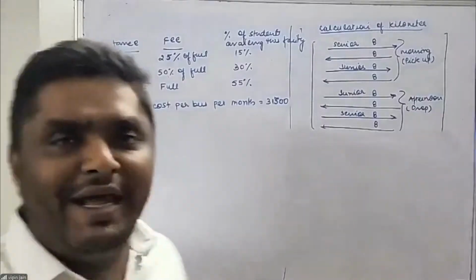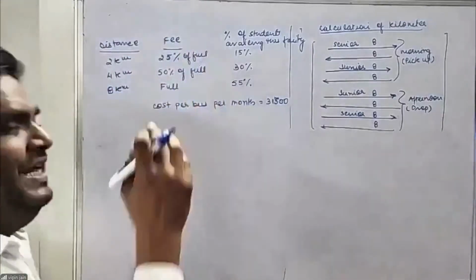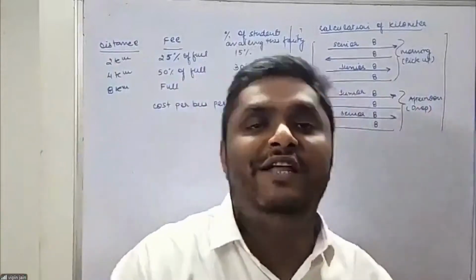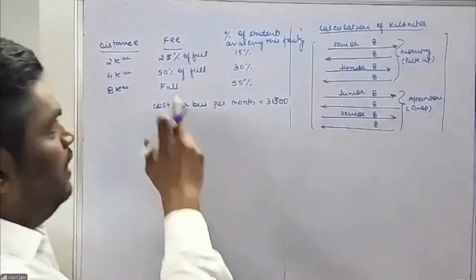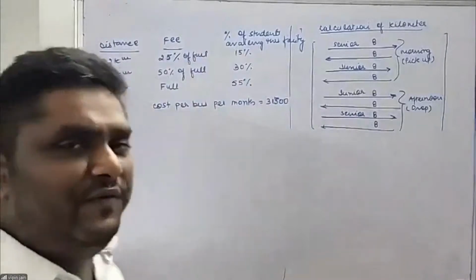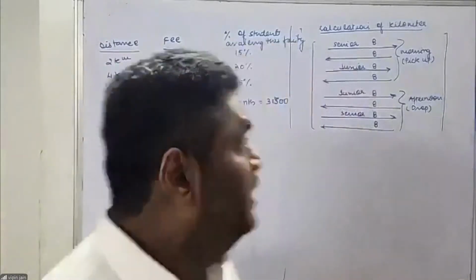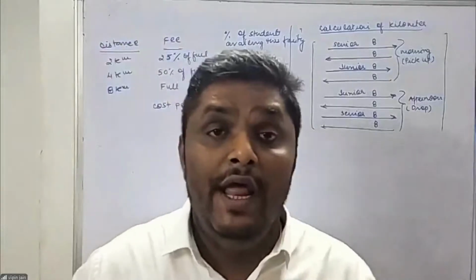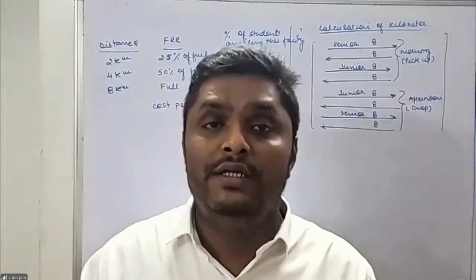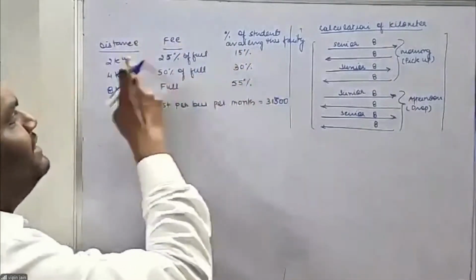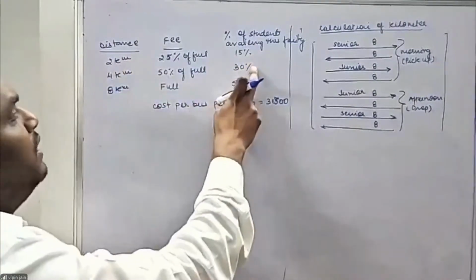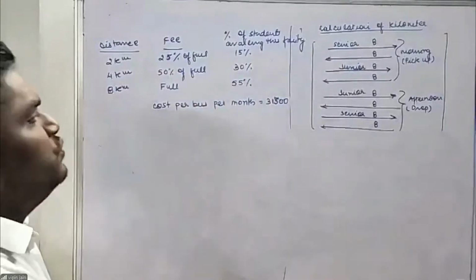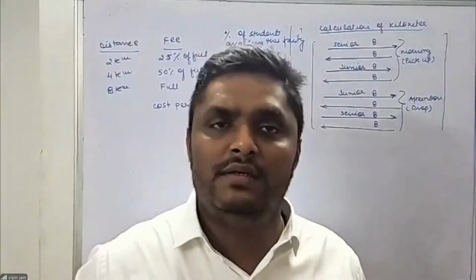So the students who are traveling up to 2 kilometers, 25% of the full fare. मतलब जो भी total fare होगा उसका 25% ही charge होगा. Again, for up to 4 kilometers, 50% of the full fare will be charged. And those who are traveling up to 8 kilometers, full fare will be charged. And when talking about the number of students, 15% students are traveling up to 2 kilometers, 30% students are traveling for 4 kilometers, and 55% students are traveling for 8 kilometers.